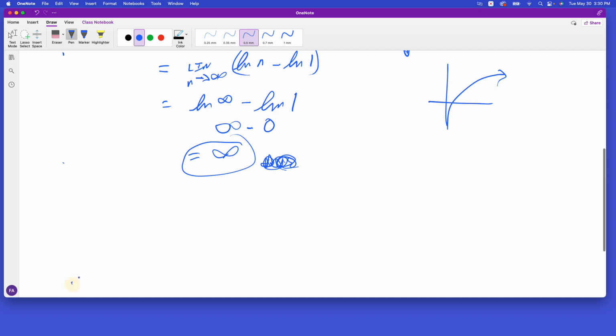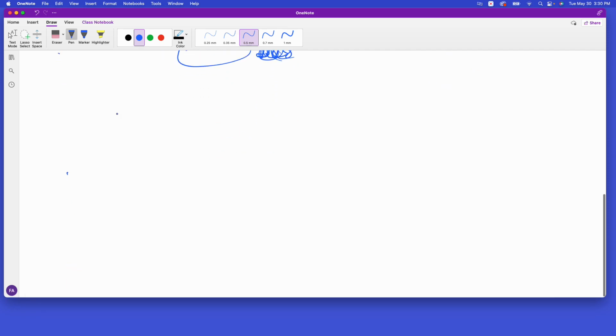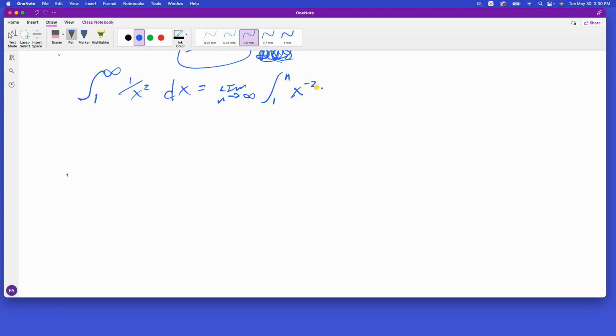Well, is there a situation where this does work? Well, let's do one very small change. Let's go from 1 to infinity of 1 over x squared. All right, and when we do this, again, I'm going to do two switches. I'm first going to make this the limit as n goes to infinity, the integration from 1 to n, and I'm going to think of this as x to the negative 2. Now, this may not seem like it makes a big deal, but it does.